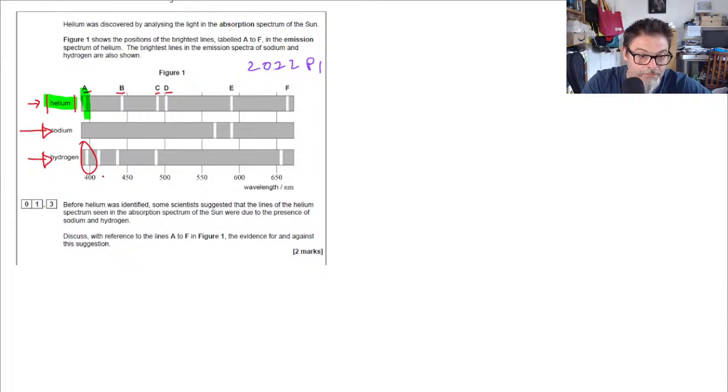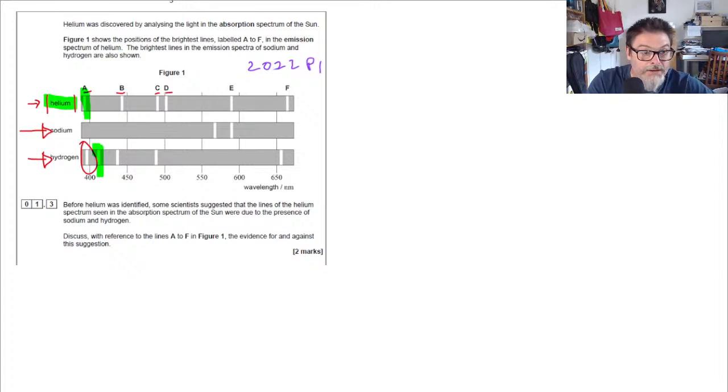hydrogen. But then you can see that the hydrogen spectrum's also got lines like this one, which doesn't appear to line up at all in our new one. There is no line there. So that suggests that in actual fact this helium along the top isn't from the hydrogen spectrum.